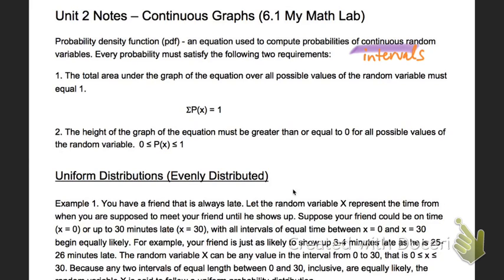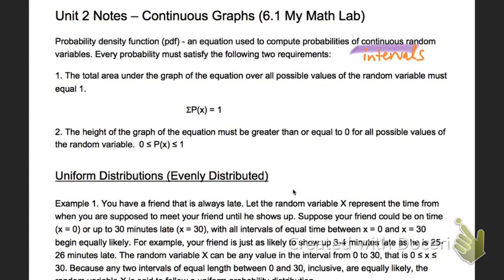So for uniform and for normal distributions, to find the probability of something occurring, it's going to be in an interval range, and you're going to measure the area under the curve. And we're not going to be doing any fancy integrals or anything like that, but we are going to be finding the area under the curve using our calculator.